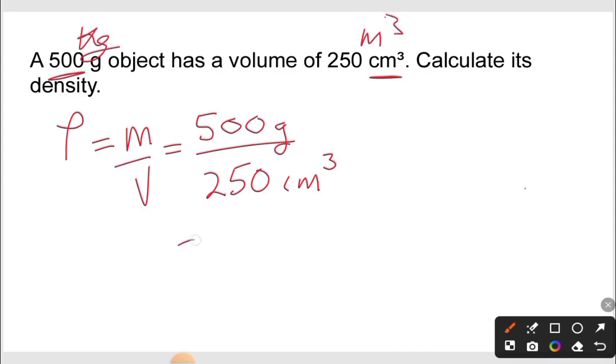Alright. So you see that it's not just a one-way thing. So 500 divided by 250. We have 2 grams per centimeter cube. So that's our final answer.